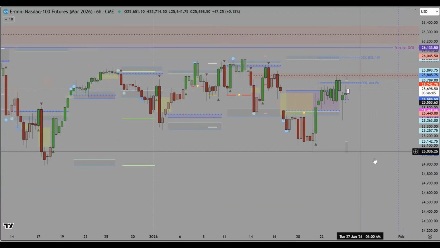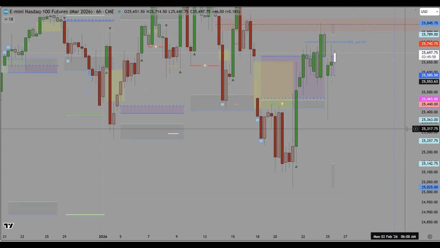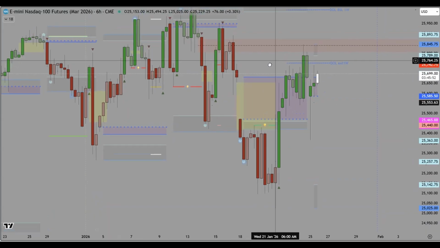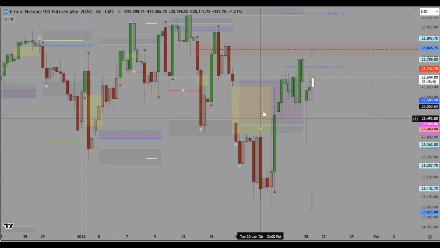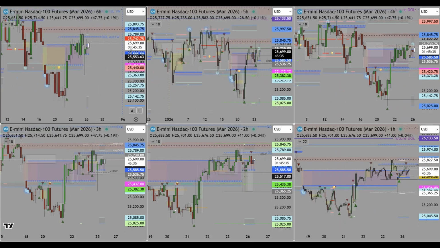Market structure shift. It's important that these have an FVG, or in the case we don't have one, that we displace sufficiently higher to inverse an old FVG, in this case here. Okay, so let's see here where price is likely to go.